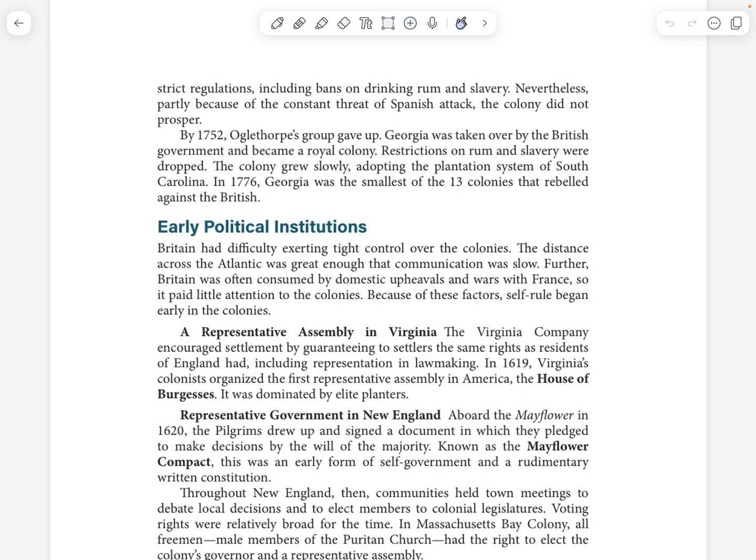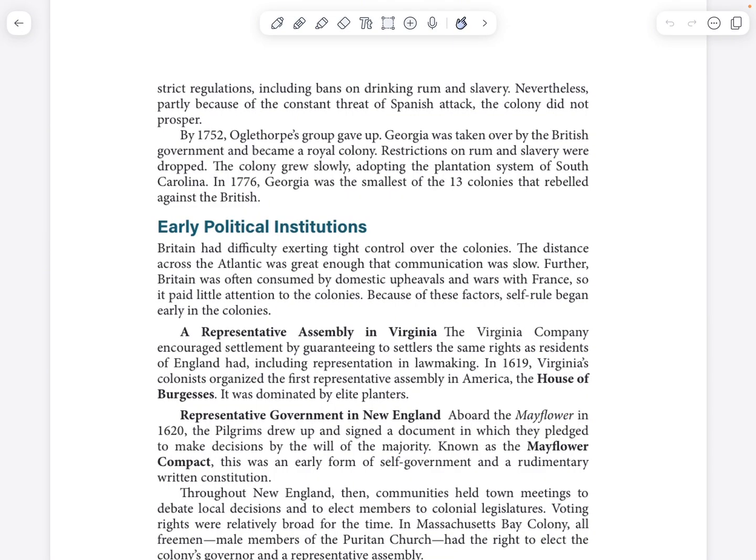Nevertheless, partly because of a constant threat of Spanish attack, the colony did not prosper. By 1752, Oglethorpe's group gave up. Georgia was taken over by the British government and became a royal colony. Restrictions on rum and slavery were dropped. The colony grew slowly, adopting the plantation system of South Carolina.